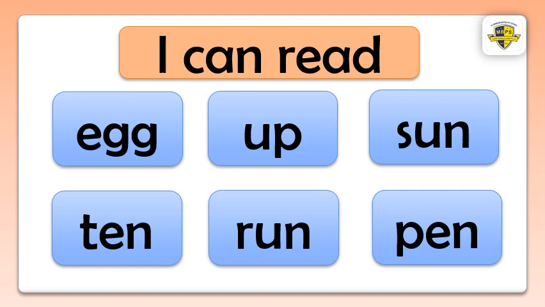I can read egg, up, sun, ten, run, pen. Use your arm the way Miss Samah and Miss Neda taught you in the class. For example, remember, egg, e, g, egg. Up, u, p, up. S, u, n, sun. T, e, n, ten. R, u, n, run. P, e, n, pen. Like that. Excellent, KG1.